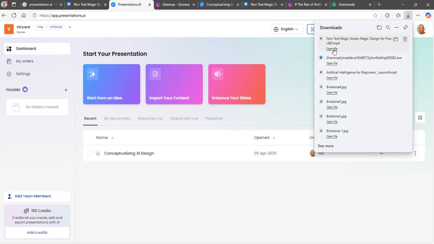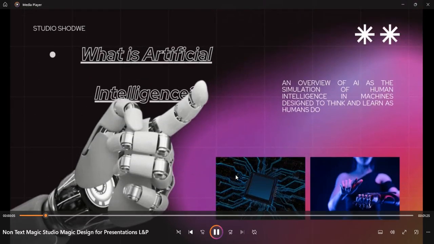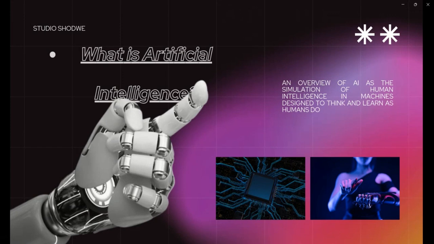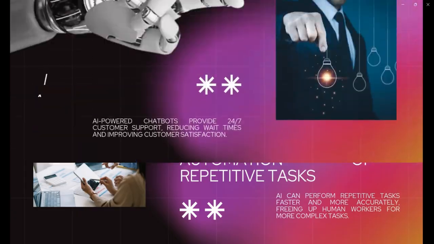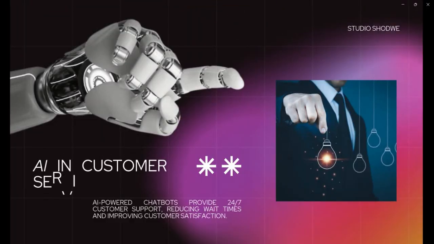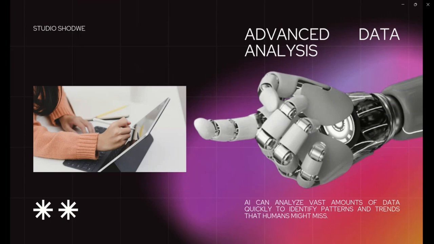Let me open the file here. If I open the file and I play, it's playing. You can see on its own the presentation is taking place. So if you have designed your presentation, you can simply convert it to an MP4 or MP3 video and simply play it in your seminar, and you are good to go.